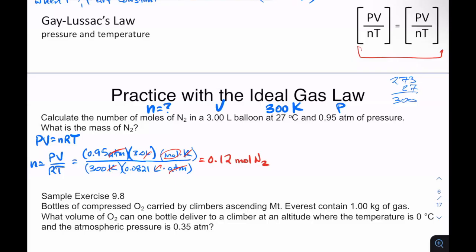This is equal to, I got 0.12 moles of N2. Now, this idea of an ideal gas, N2 may not be an absolute ideal gas, all right? But if we use those assumptions of ideal gas behavior, then we would have 0.12 moles of any gas under these conditions. It doesn't have to be N2. This number, 0.12, it's independent of the identity of the gas.